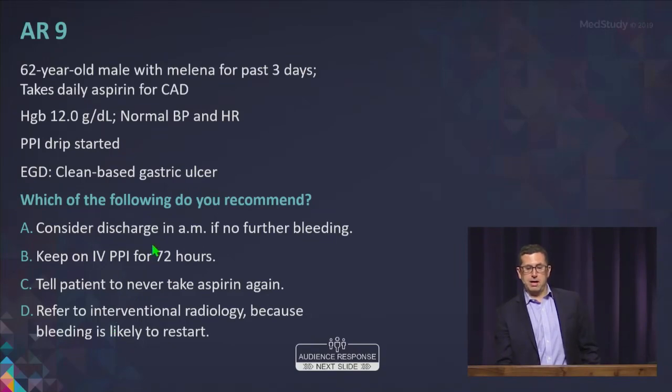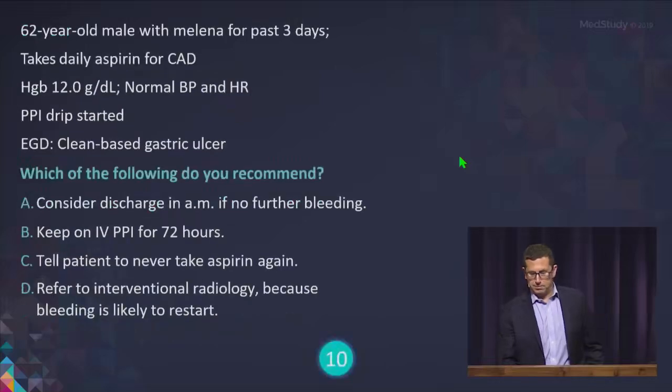Consider discharge in AM if no further bleeding. Keep on IV PPI for 72 hours. Tell patients to never take aspirin again. Refer to IR because bleeding is likely to restart. Let's see what everyone thinks.